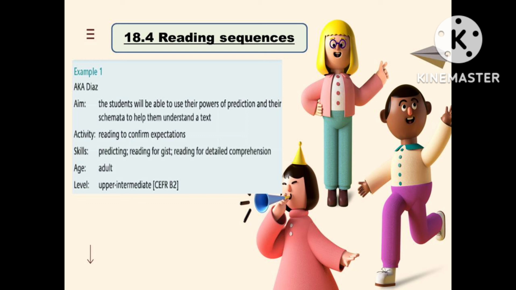CEFR B2. So when we say CEFR, it is the Common European Framework of Reference. So it is a guideline used to describe achievements of learners of foreign languages across Europe and increasingly in other countries. So in this example, the students predict the content of a text not from a picture but from a few tantalizing clues they are given in the form of phrases from the passage they will read.